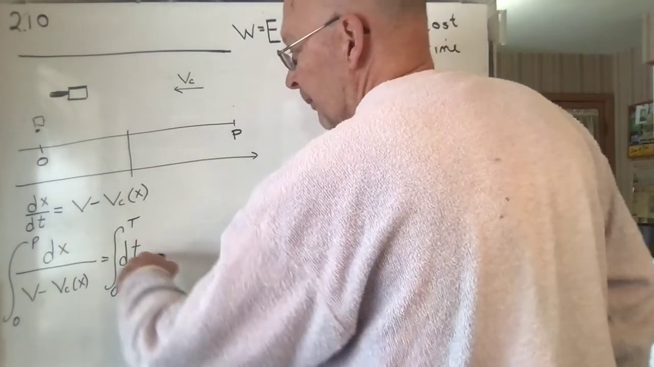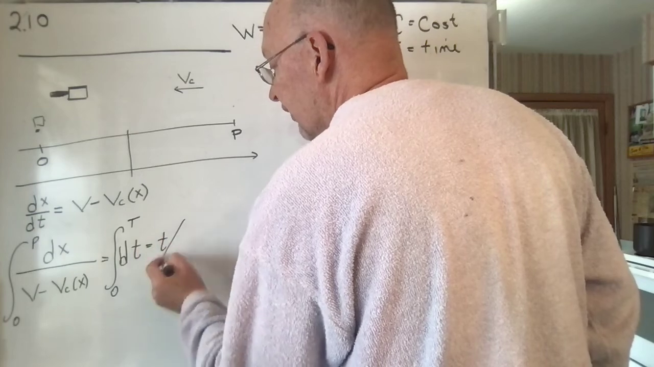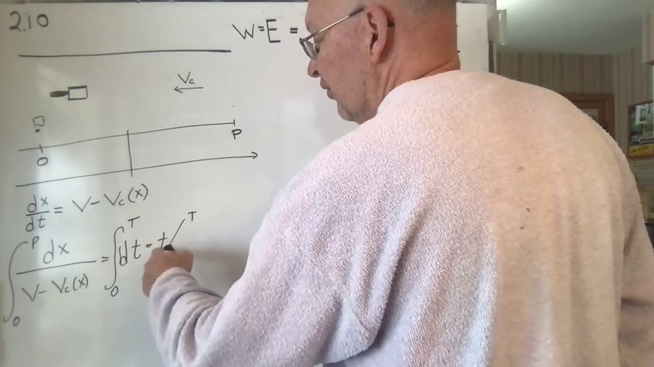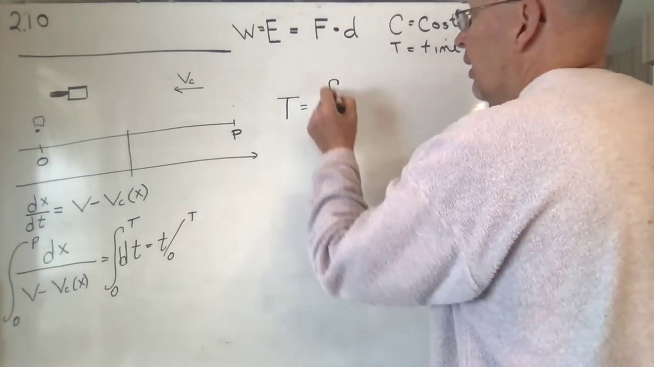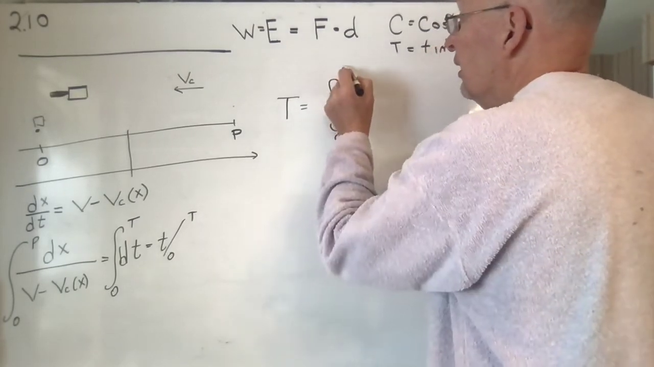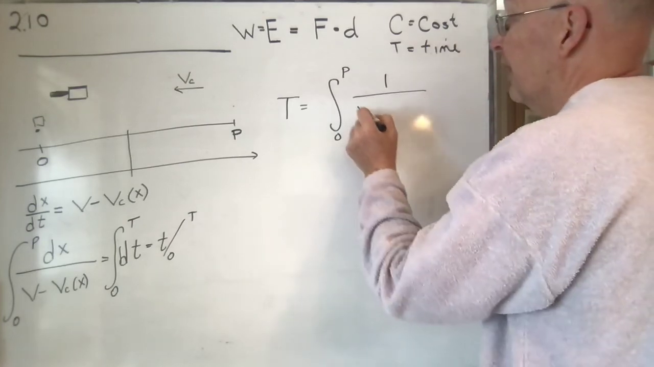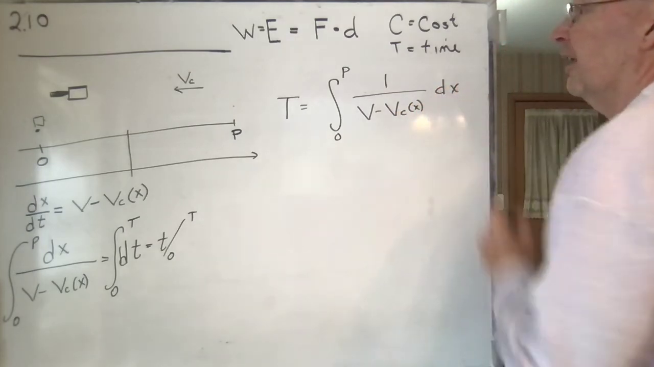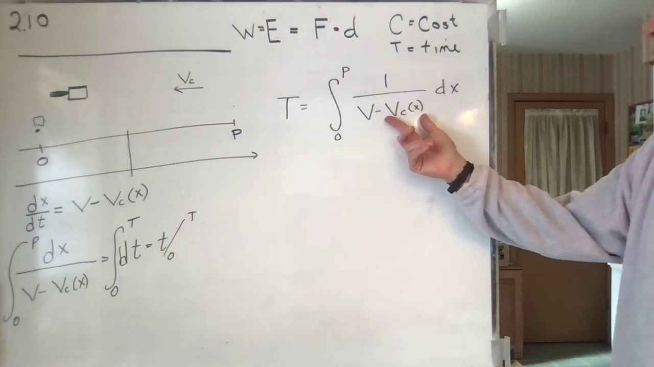And so if I evaluate both of these sides, the antiderivative of 1 is just t. Evaluate t from 0 to capital T. Stick a capital T in there, you're going to get capital T. Put a 0 in there, you're going to get 0. And so you're going to get capital T is equal to the integral from 0 to p of 1 dx, all divided by v minus vc(x), like that. There's the amount of time it takes. Now, that's a nice expression, but unless we know what this is, we can't go any farther than that.